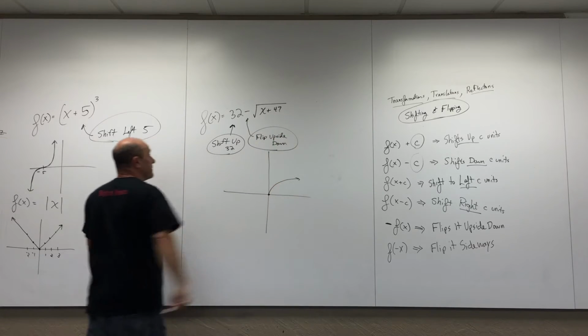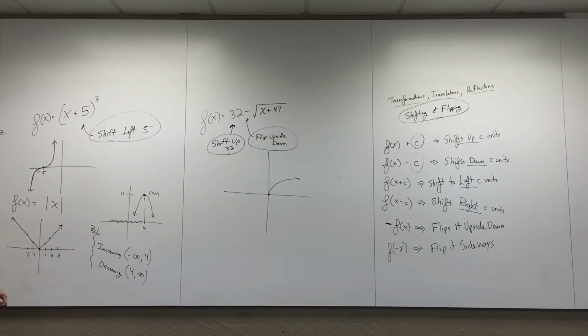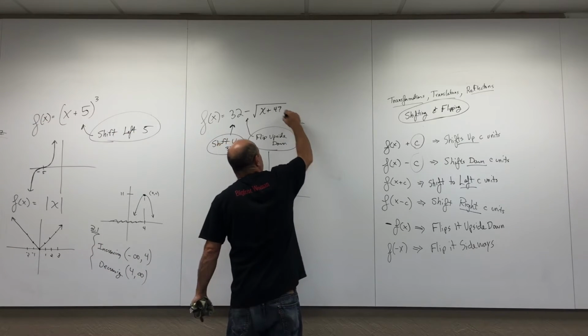Anything else, you guys? The plus 47. The plus 47 is in there with the x. You see that, right? Even though I didn't put parentheses, it's in the square root with the x. That's not up or down. That's left or right, and it's left 47. So good.